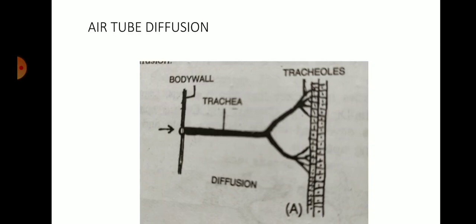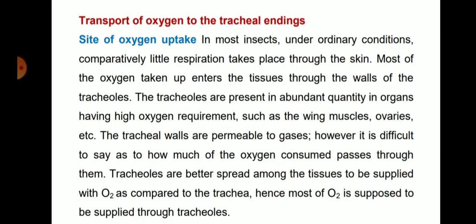As is clear from the diagram, in air tube diffusion the air enters through the spiracle, goes through the trachea and reaches the tracheoles, and from the tracheoles goes to the cells. Now, how does the transport of oxygen to the tracheal endings occur? First of all, the site of oxygen uptake. In most insects, under ordinary conditions, comparatively little respiration takes place through the skin. Most of the oxygen taken up enters the tissues through the walls of the tracheoles.